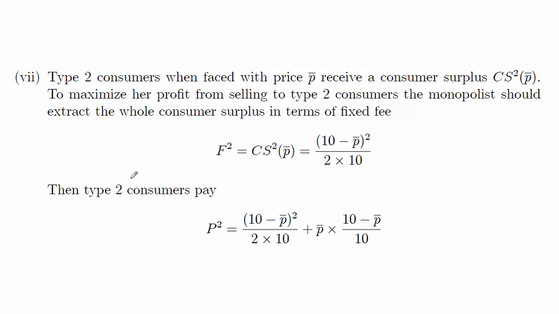Then type 2 consumers pay this fee. So this is actually a two-part tariff: a fixed fee, which is equal to the consumer surplus, plus the variable fee multiplied by the quantity, for type 2 consumers. This concludes the solution to parts 6 and 7 of this problem.